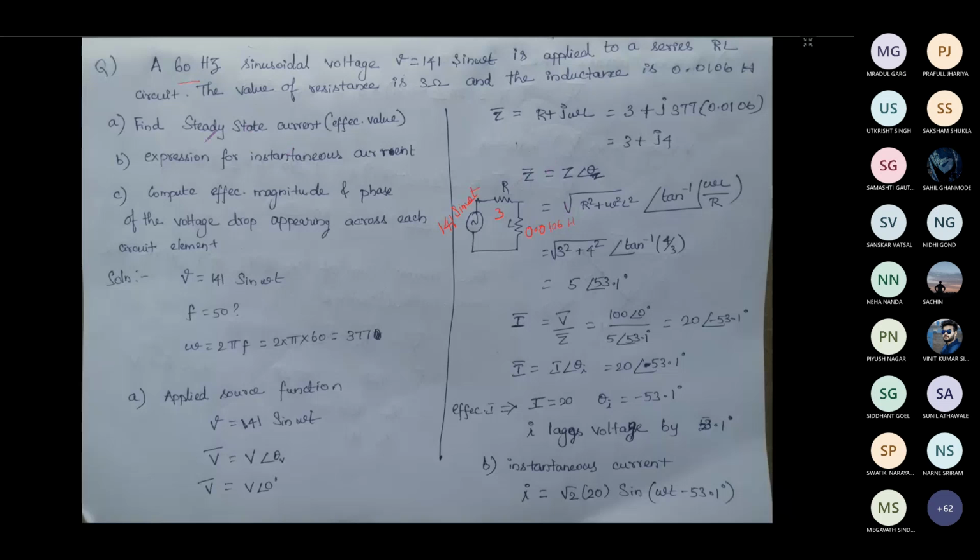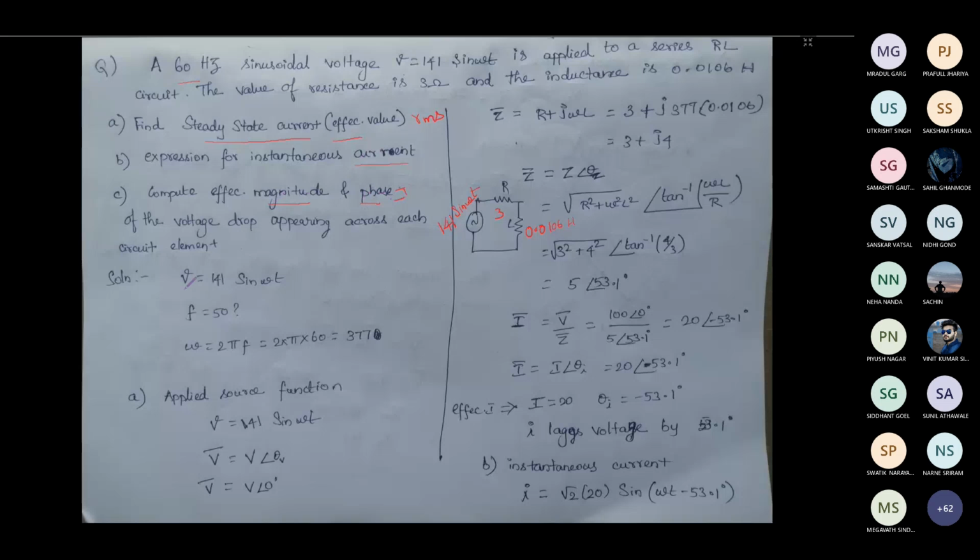Now what we need to find? We need to find the steady state current effective value, that is nothing but the RMS value. Then we have to find the expression for the instantaneous current, and we have to compute the effective magnitude and phase of the current in phasor form. That's what we need to find.